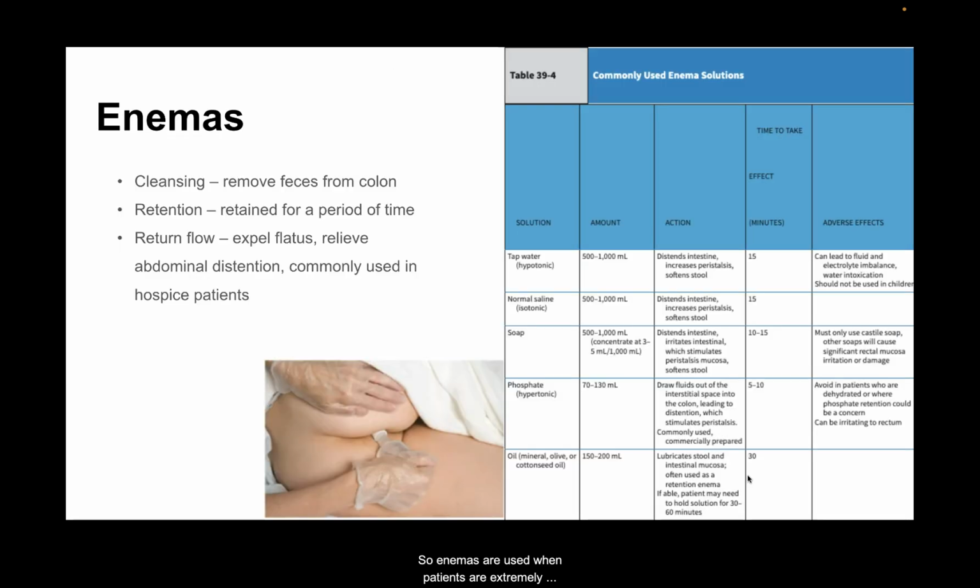So enemas are used when patients are extremely constipated and they're just not having a bowel movement, right? So enemas basically help remove the feces from the colon.